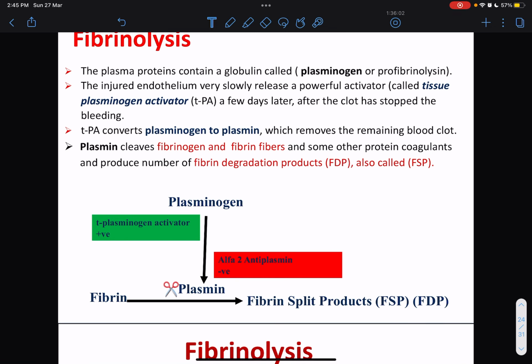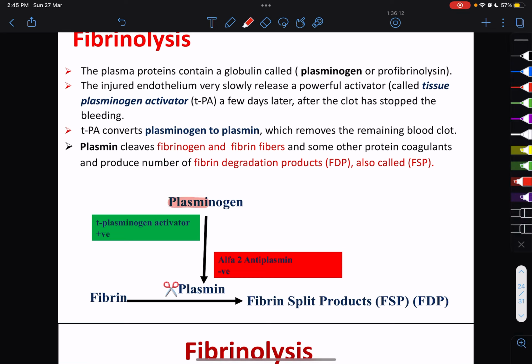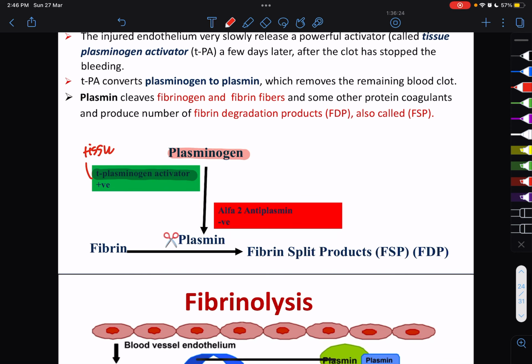Alright. Okay. So, plasminogen is converted into plasmin. Who is converting it? Tissue plasminogen activator. Where is it coming from? The tissues. Okay. Now, if plasmin is formed, if more plasmin is formed, what is the danger? What is the danger?